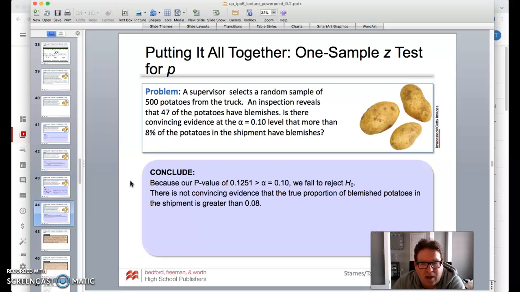So conclude. Now, because our p-value is greater than our 0.10 significance level, we're going to fail to reject the null hypothesis. So we're going to say there is not convincing evidence that the true proportion of blemished potatoes in the shipment is greater than 0.08. That's our conclusion. So that's our four-step process, putting it all together.